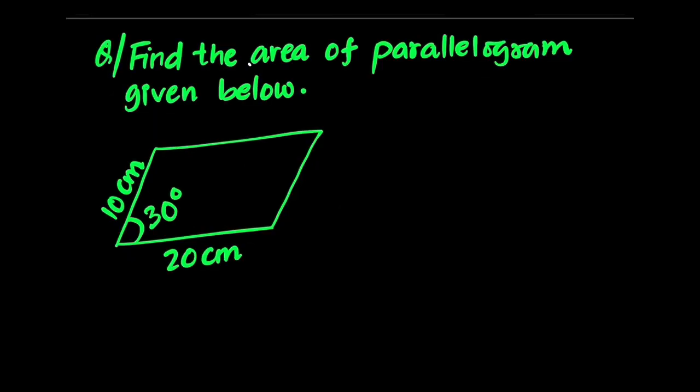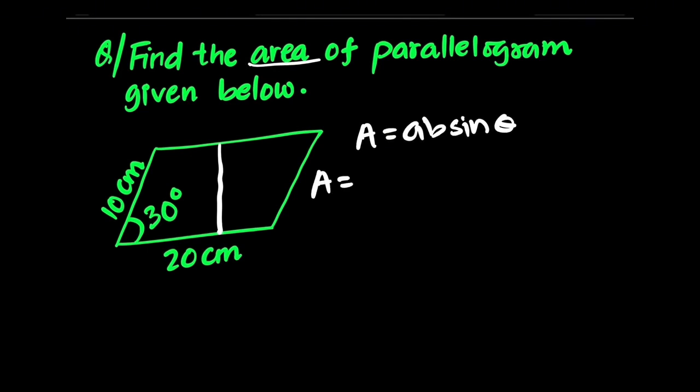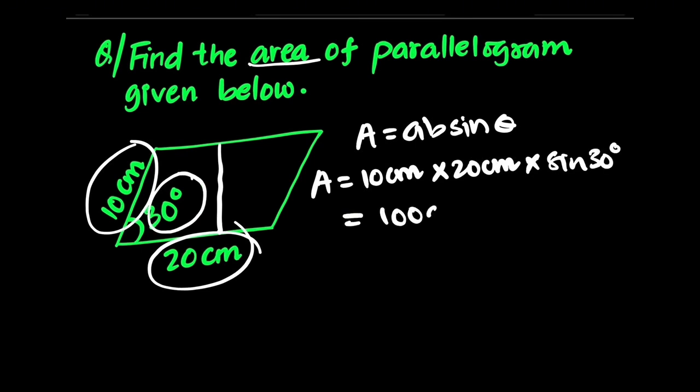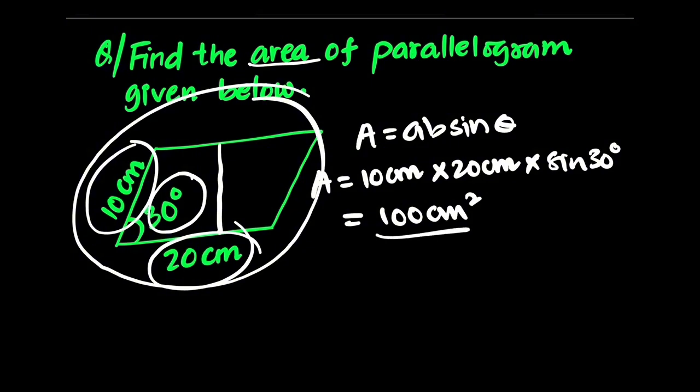Now let's look at this problem which says find the area of the parallelogram given below. Since the height of this parallelogram is not given, let's use the formula which says area equals ab sine theta. So substitute the values here. a here is 10 centimeter times b here is 20 centimeter times sine of angle here is 30 degree, which equals 100 centimeter square. So the area of this parallelogram is 100 centimeter square.